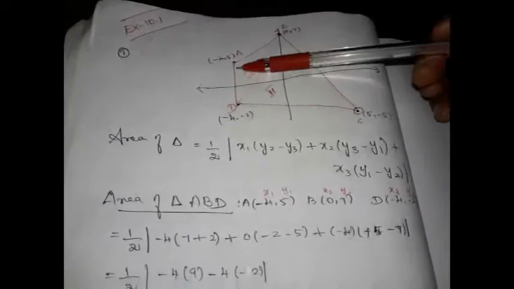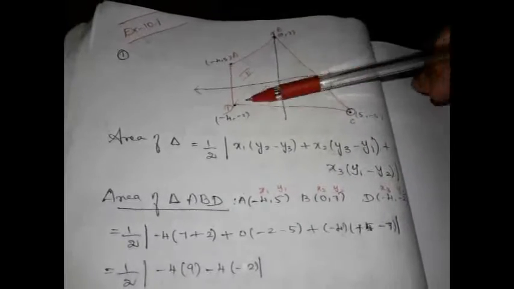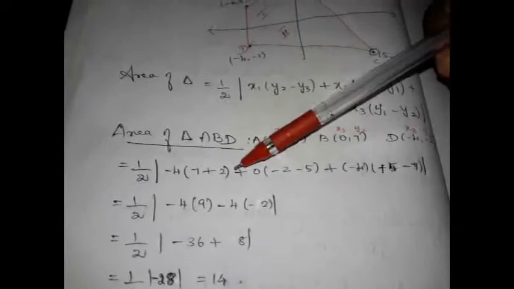So the vertices, you can write it here so that you won't make any mistake. A is minus 4, 5, B is 0, 7 and D is minus 4, minus 2. This is x1, y1, x2, y2, x3, y3. Now we are going to substitute in the formula. So it is going to be half into modulus of x1 into y2 minus y3. So 7 minus into minus, it will become plus 2, plus x2 is 0 into y3 minus y1, minus 2 minus 5, plus x3 is minus 4 into y1 minus y2.